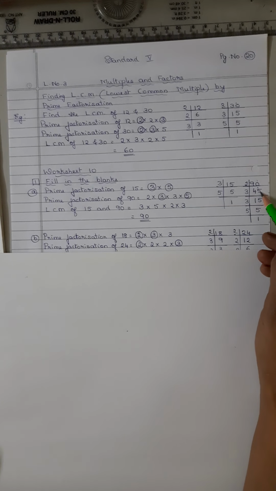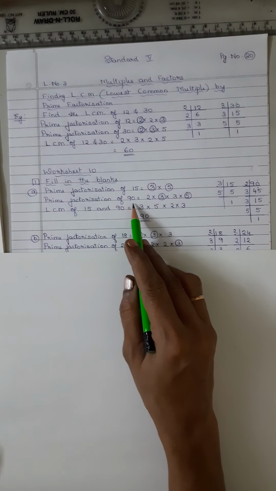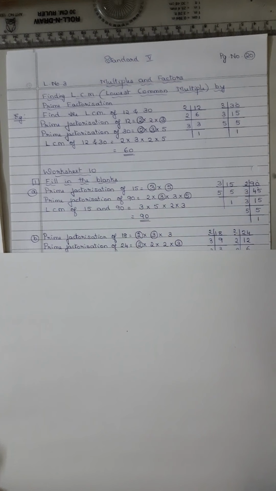Now ending with 5, not an even number. Try with 3. 3 ones are 3. 1 remains, 1 and 5, 15. 3 fives are 15. Now 15 is divisible by 3. 3 fives are 15, and now it is prime, that is why put 5. 5 ones are 5. Now write the prime factorization of 90 is equal to 2 into 3 into 3 into 5.